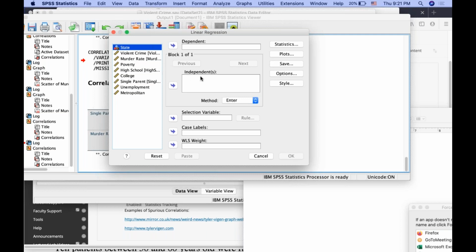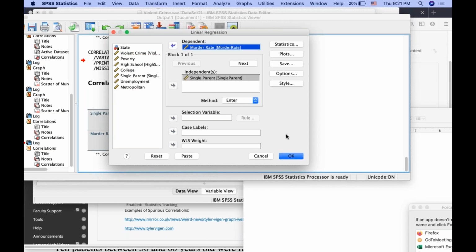So I'm going to put them in there. Typically the independent variable is the x-axis and the dependent variable is the y-axis, right? So I'm going to put the single parent household rate into the independent variable, and the murder rate into the dependent variable, and then I'm just going to click OK. That's enough for us right now.